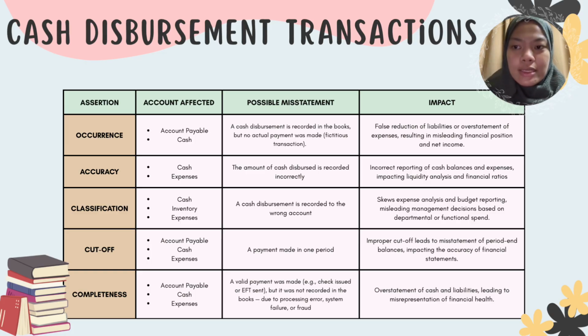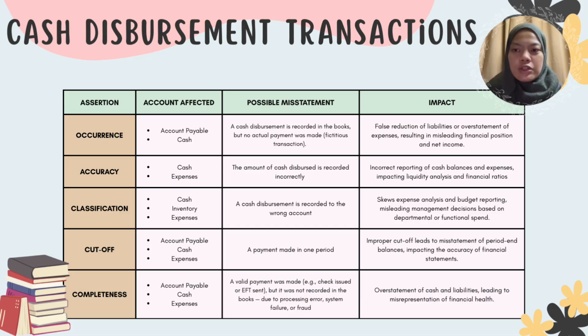Secondly is accuracy. So the possible misstatement is the amount of cash disbursed is recorded incorrectly. The impact was incorrect reporting of cash balance and expenses, impacting liquidity analysis and financial ratios.